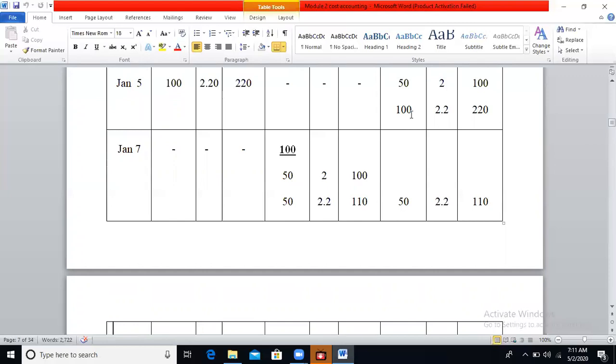So the remaining is only 100 units at rupees 2.2. The value will be 220. Out of 100 units, we have issued 50 units. So the remaining balance will be 50 units at rupees 2.2. The value will be 110.